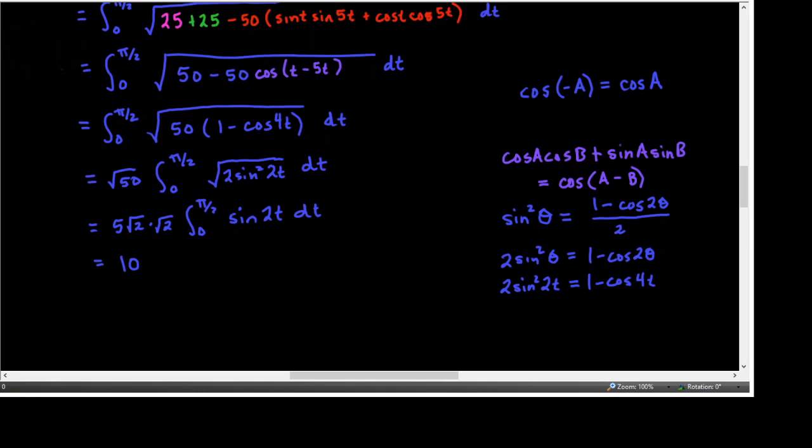The antiderivative of sine of kx, as we said before, is negative 1 over k cosine of kx. Of course, this is a t, don't forget that. Evaluated from 0 to pi over 2. Okay, so that's negative 5 cosine of 2 times pi over 2, which is pi, minus negative, so plus 5 cosine of 2 times 0, which is 0. So cosine of pi is negative 1. Negative 5 times negative 1 is 5. Cosine of 0 is 1. 5 times 1 is 5. And so that's 10.